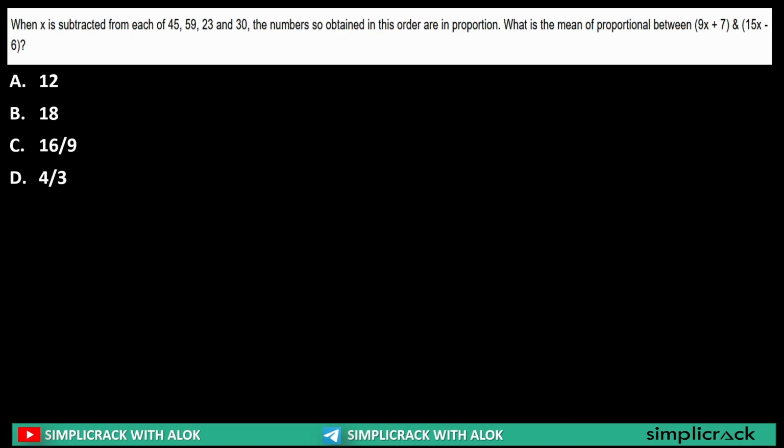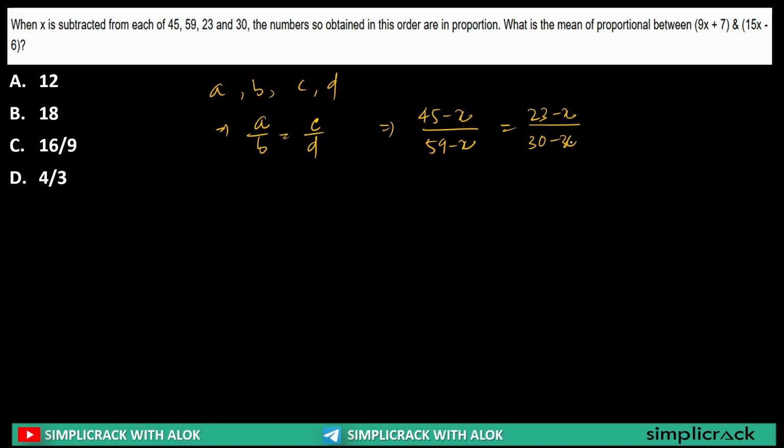Clear? Yes sir. Now here it is asked, if X is subtracted from each of 45, 59, 23 and 30, the numbers obtained are in proportion. See, if it is said A, B, C, D are in proportion, that means A by B is equal to C by D. Correct? Now it is saying if X has been subtracted, there will be proportion. So 45 minus X by 59 minus X, because they are in proportion, is equal to 23 minus X by 30 minus X. Yes, it is right. Yes sir, it is right.